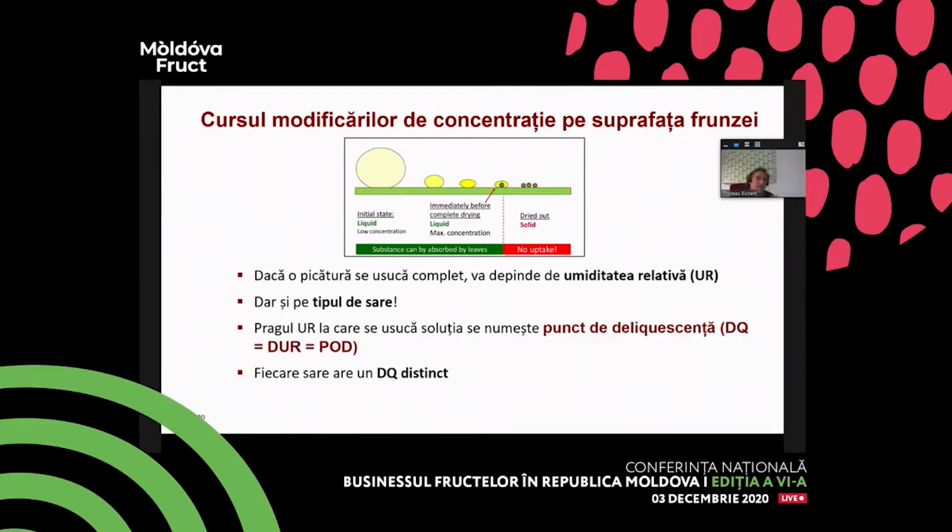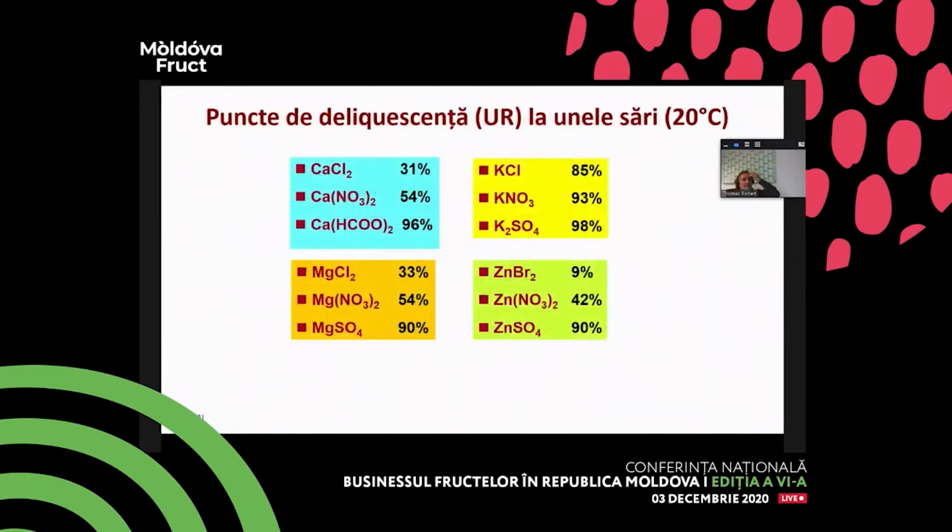Potassium nitrate, for example, strongly depends on temperature. Other salts are less temperature dependent. A little bit, so we have to take it into account. How are these deliquescence points? I show you here some examples for calcium salts, for potassium salts, for magnesium salts, for zinc salts. And you can see that the range of deliquescence points may be quite large in the case of the calcium salts. So almost saturation with this formiate.